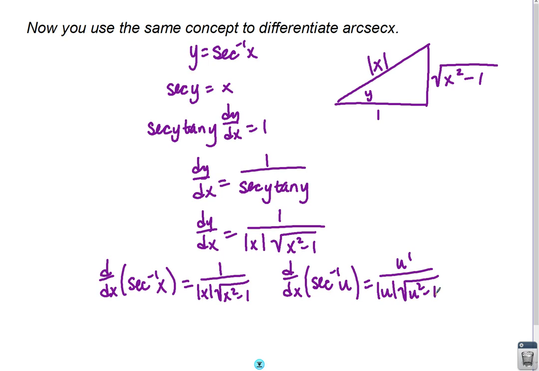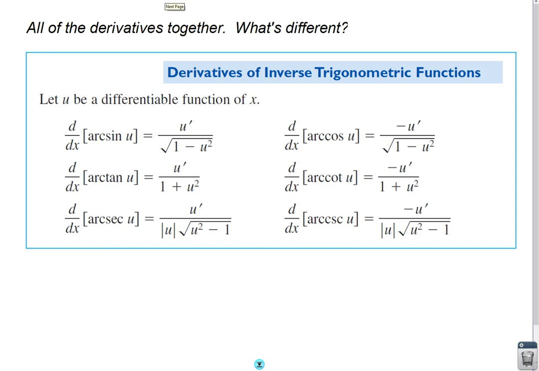Okay? Again, if you did this with arc cosecant instead of arc secant, then you would just end up with the negative. But I'm going to show you that all together. Okay? So all together, this is what you've got. All of this is in terms of u, and so you're using the chain rule for all of these instead of just using them in terms of x. But all of the explanations are on the past couple of pages, so if you need to go back and check those.